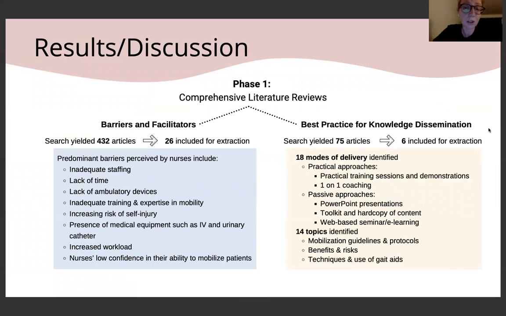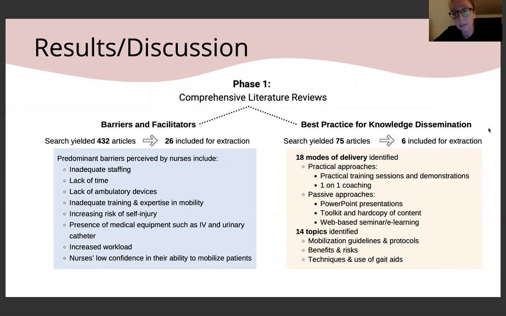So in terms of results for phase one of the comprehensive literature reviews, the first search, the barriers and facilitators, the search yielded 432 articles and only 26 were included for extraction. And the top barriers perceived by nurses were either organizational and institutional, such as lack of staffing, lack of time, lack of equipment, or more related to education skills. So their lack of confidence and self-efficacy towards that.